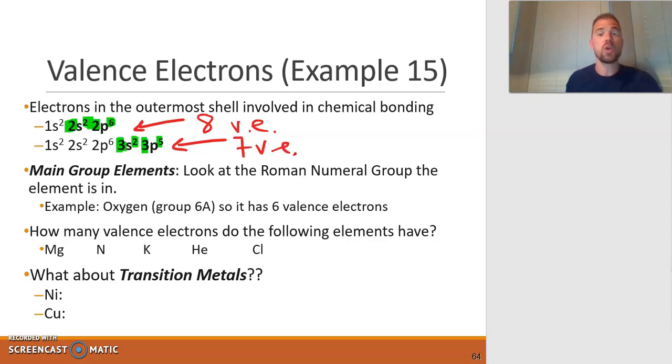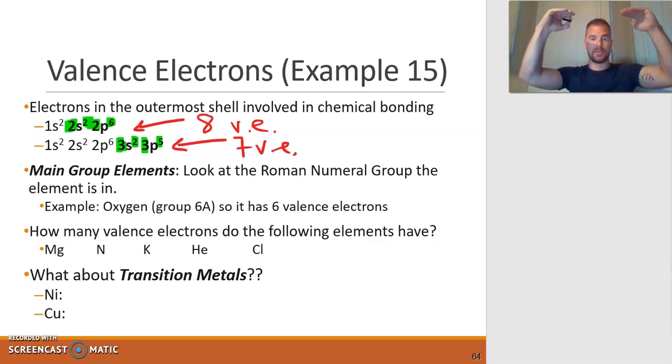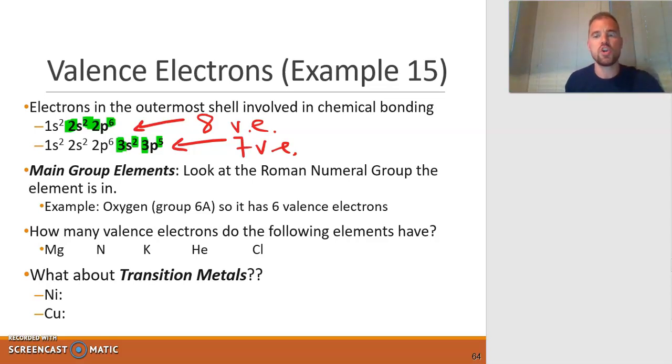Now, that's one way to figure out valence electrons, but there's probably an easier way. If you're looking at the main group elements, which are essentially the elements in the columns higher on the periodic table, meaning they're not the transition metals, then look at the Roman numeral number group that the element is in. That will tell you how many valence electrons there are. For example, oxygen is in group 6A, so it has 6 valence electrons. And if we were to write out the electron configuration for oxygen, we could confirm that.